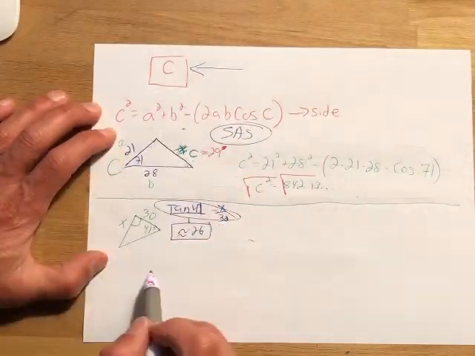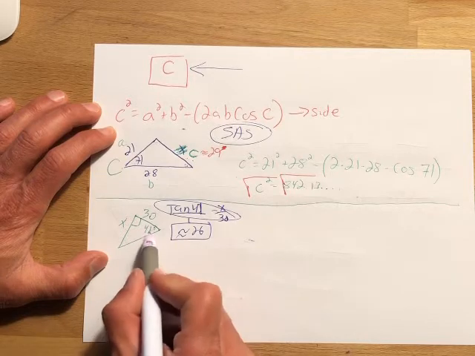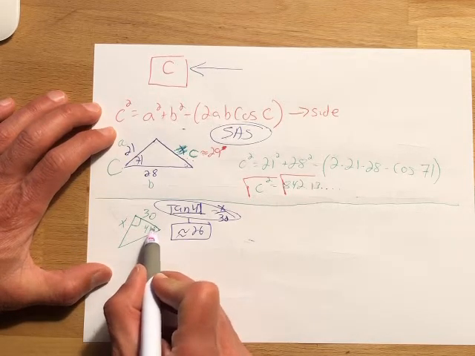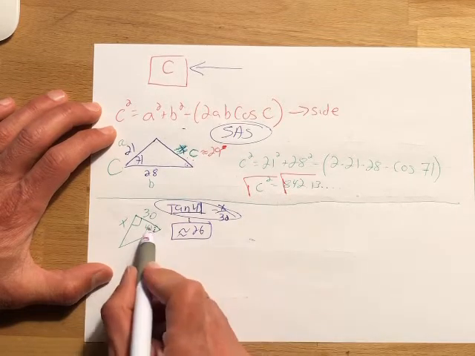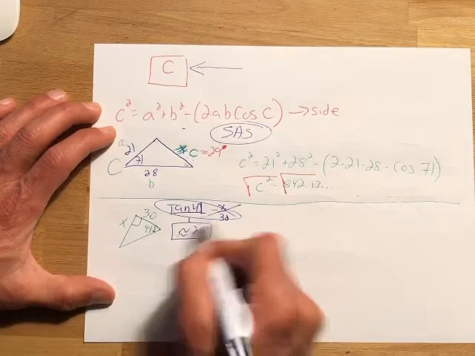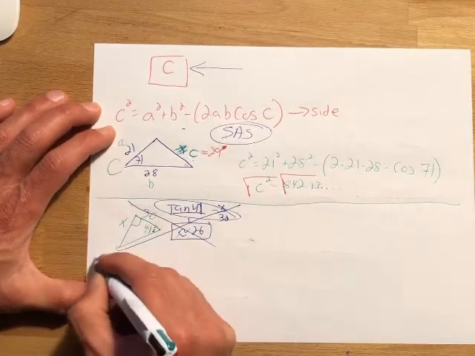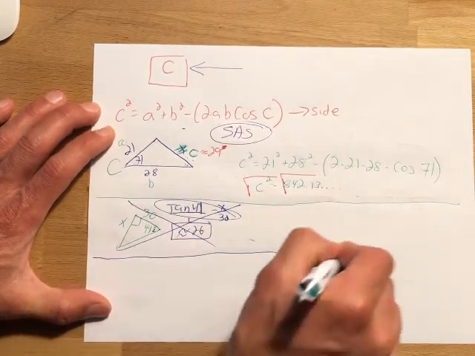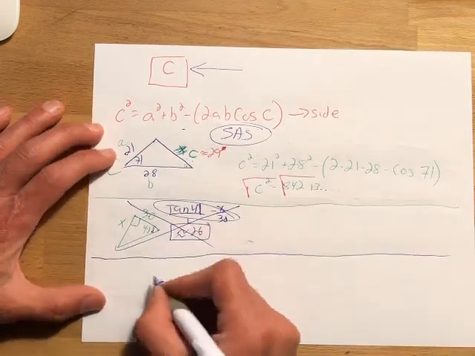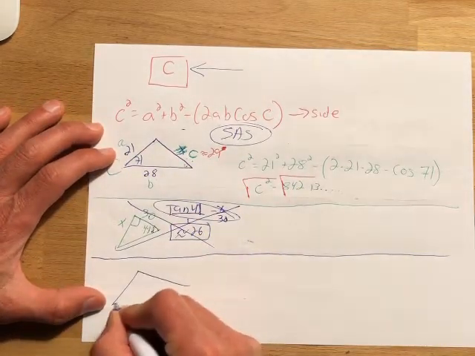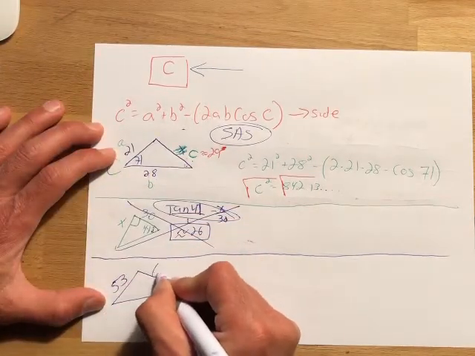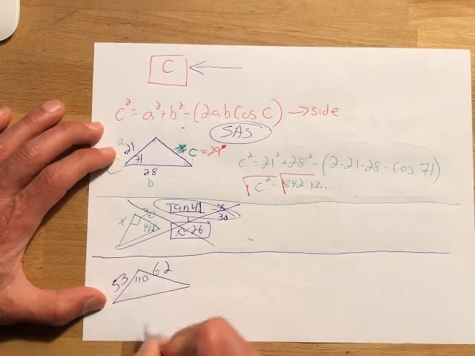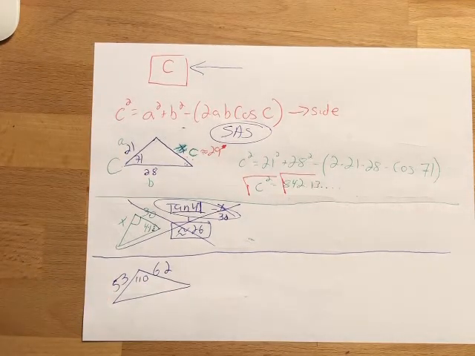I'm going to find this using the law of cosines also. All right, so... Oh, actually, I don't need to use law of cosines. I can use law of sines. But you know what? Let's just skip this because there's no reason to do a question when you already know how to do it. I don't want to confuse you. Let's do the last one. All right, here's the last one. 53, 62, 110. Let's try to find this side.